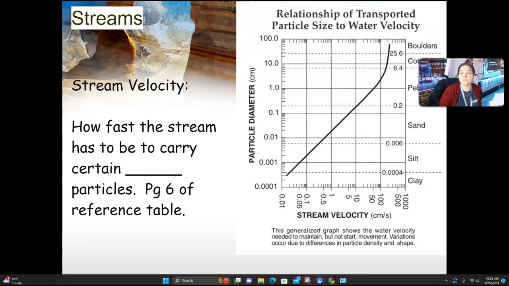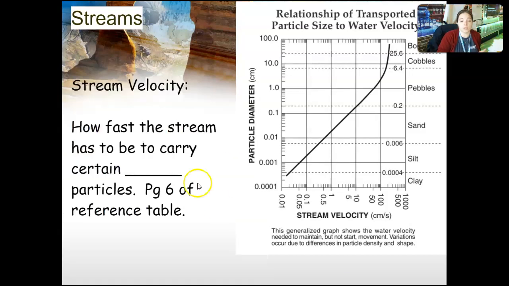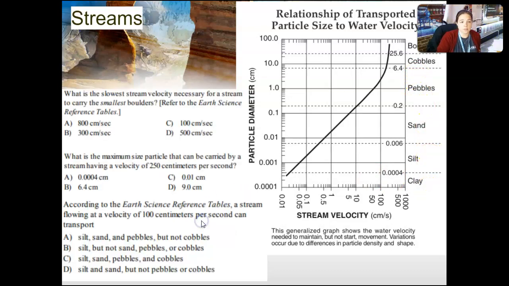All right. So I mentioned page 6 of the reference table, the stream velocity. This is how fast streams have to be to carry certain size particles, like boulders, cobbles, pebbles, sand, silt, and clay. Please write that down. Again, page 6. So when we look at Regents questions, what is the slowest stream velocity necessary for a stream to carry the smallest boulder?